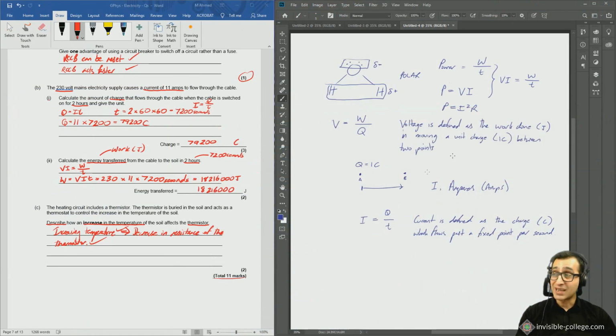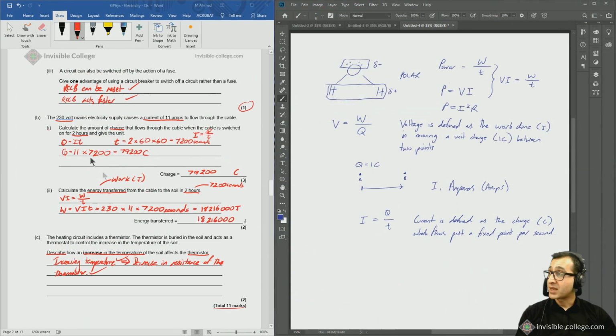However, the reason I didn't bring that equation up is because if you're following the method that I'm advocating here, let's say you're not highlighting or underlining. Let's say you read through this and you make a list of all of the quantities that you're being given in the question. So right away, we've got V. V is equal to 230 volts. We're being given current, so I is equal to 11 amps. You're being given the time. Time we calculated was 7,200 seconds.